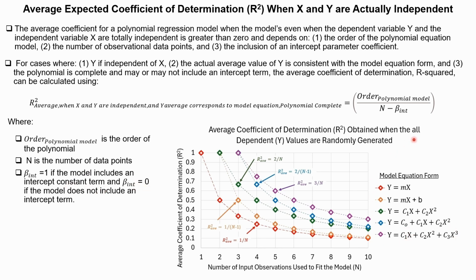For these conditions, when all the dependent variable values are randomly generated independent of the independent variable, the average coefficient of determination that one would get as a function of the number of input observations used to fit the model is shown in this graph below.